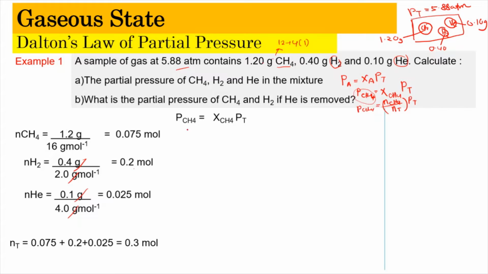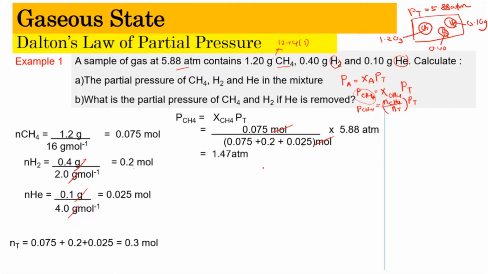So we have PCH4 is equal to the mole fraction of CH4 multiplied by the total pressure, which is 5.88. As mentioned, we have the number of mole of CH4, which is 0.075 mole, and then the total number of mole we have known to be 0.3. So mole and mole can be cancelled out, and then once we do the maths here, we're going to get 1.47 atm for the partial pressure of the methane gas.